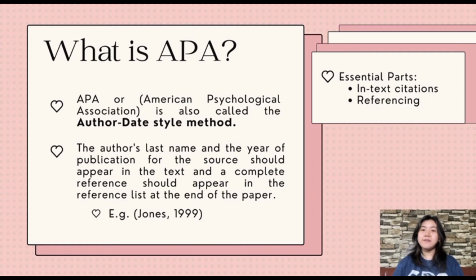So the author date method means that the author's last name and the year of publication for the source should appear in the text. So for example, Jones, 1998. And also, a complete reference should appear in the reference list at the end of the paper. So 2 parts of the APA referencing styles that are essential are the in-text citations and referencing.